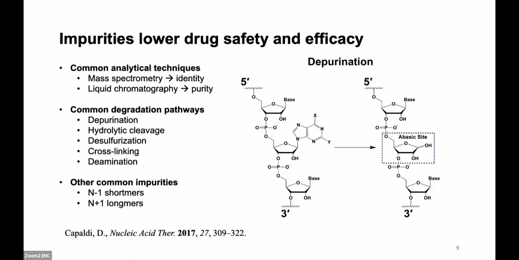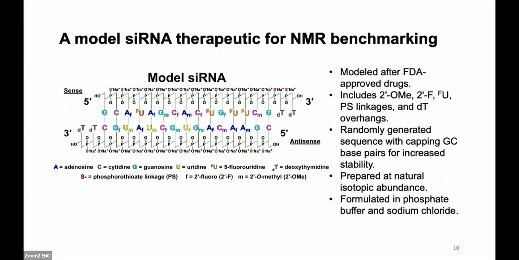So we propose using NMR methods to structurally fingerprint short oligonucleotide therapeutics to aid in drug development and quality control. To do this, we designed a model siRNA therapeutic, which contains many of the chemical modifications, including 2'-fluoros, phosphorothioates, and 2'-O-methyl groups that are commonly found in FDA-approved drugs.